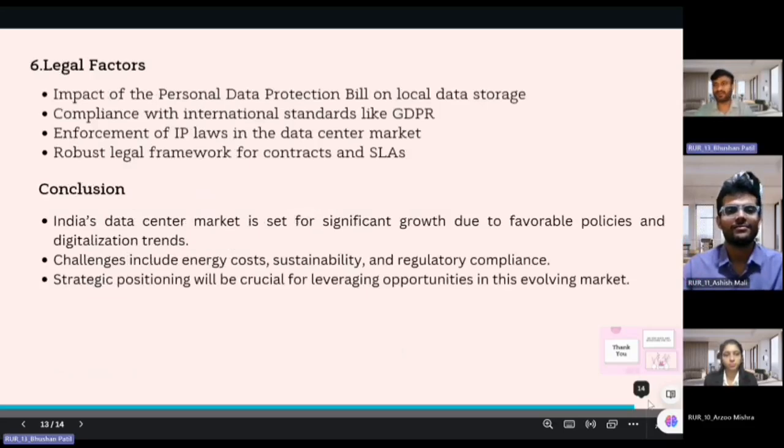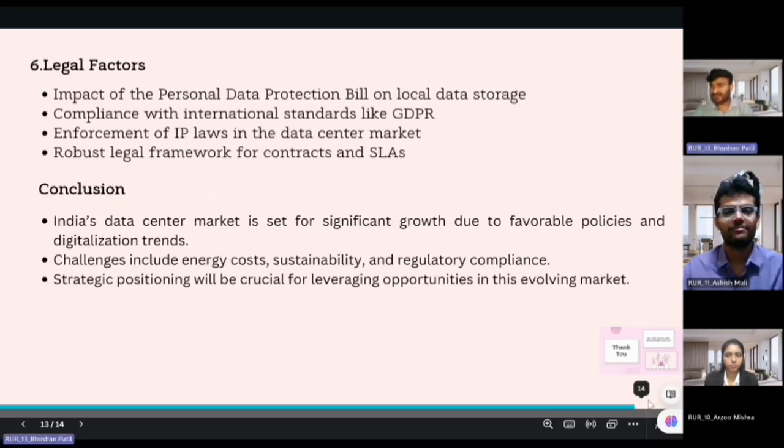Then now we are talking about the legal factors. The regulation on data privacy, involving data privacy laws, including the proposed Personal Data Protection Bill, will impact how data centers operate, particularly in terms of data storage and security. The intellectual property law. The protection of intellectual property is crucial in the data center industry, especially with the growing concern about cybersecurity. The compliance with international standards.